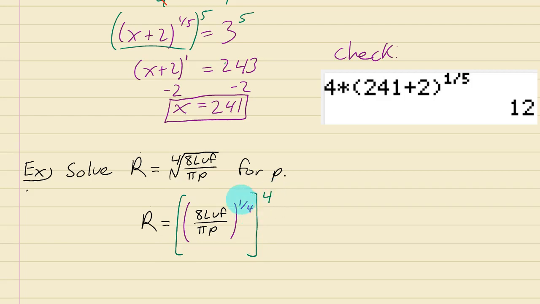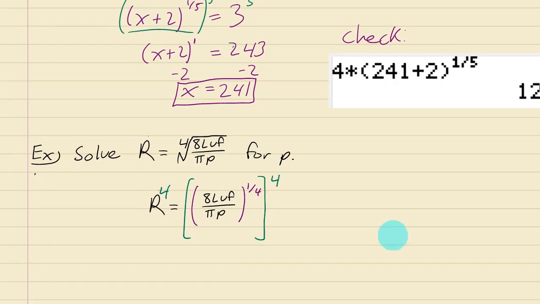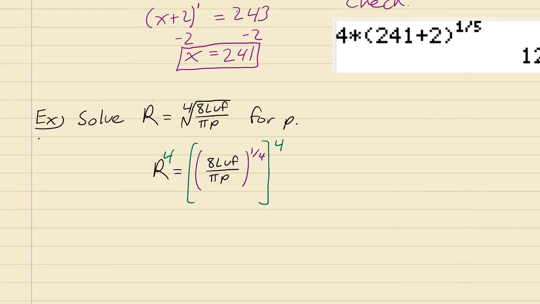It cancels out with the exponent 1/4 when you multiply, just like a 4th root to the power 4 cancels out the same way. So we're going to do this side to the power 4, and so we're going to get a result r to the power 4 equals all of that stuff without the exponent, because that all canceled out. Now I want to get the p by itself.